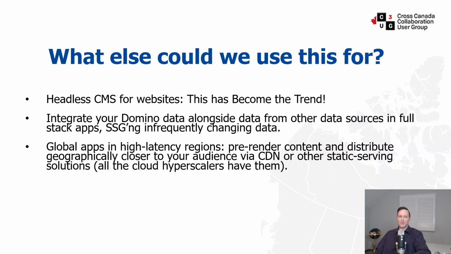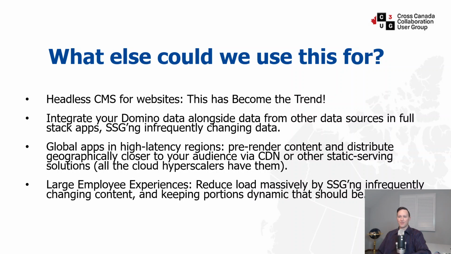You can also do it to benefit global apps with some users in high latency regions. Some web apps aren't well tested with very high latency. So if you pre-render content and distribute things geographically closer to your audience via CDN, or all the hyperscaler cloud providers have different ways to distribute static assets. They differ a little bit from each other, so I don't want to deep dive on that too much, but there's ways to get your content close to your audience that'll result in a much higher performance solution.